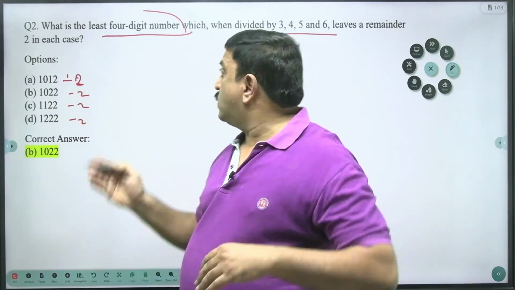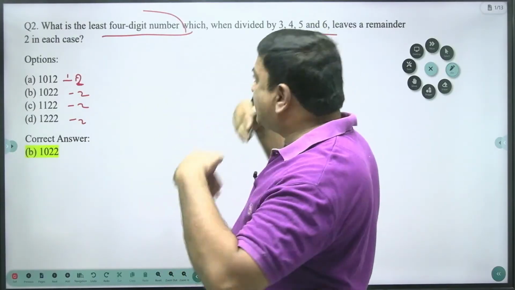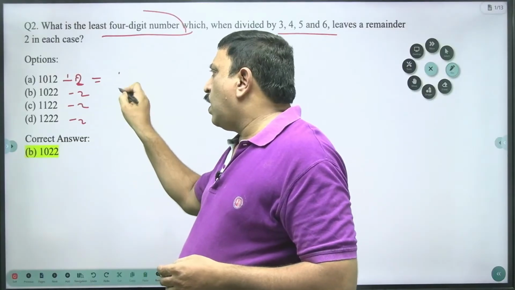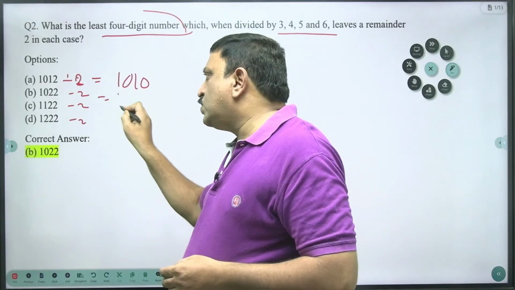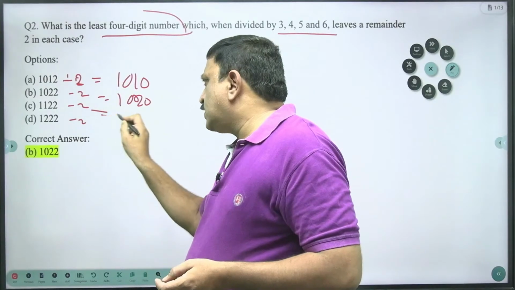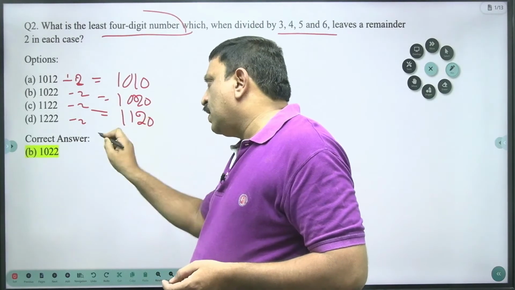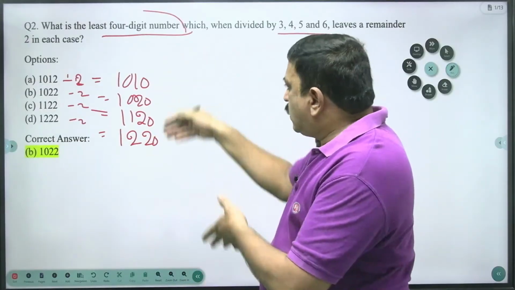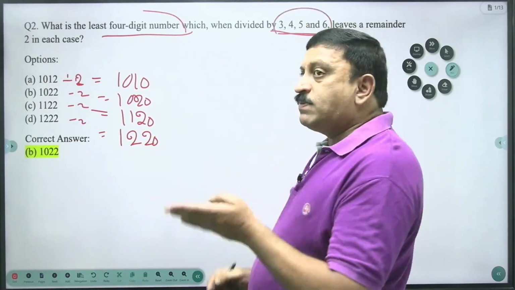When divided by 3, it leaves a remainder. First of all, we remove the remainder. That is 1010, and this is 1020, right? And this is 1120 and this 1220, right? So this is nothing but actually it should be the LCM of 3, 4, 5, 6.